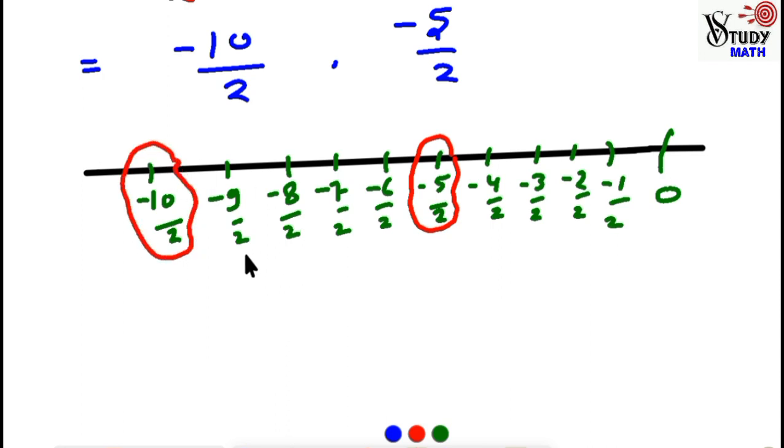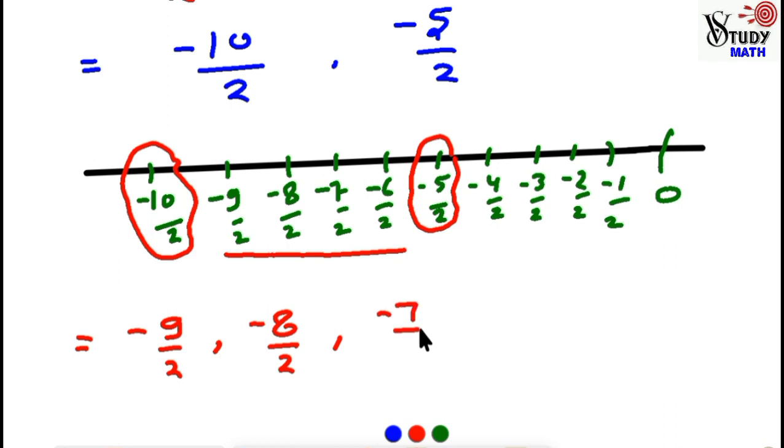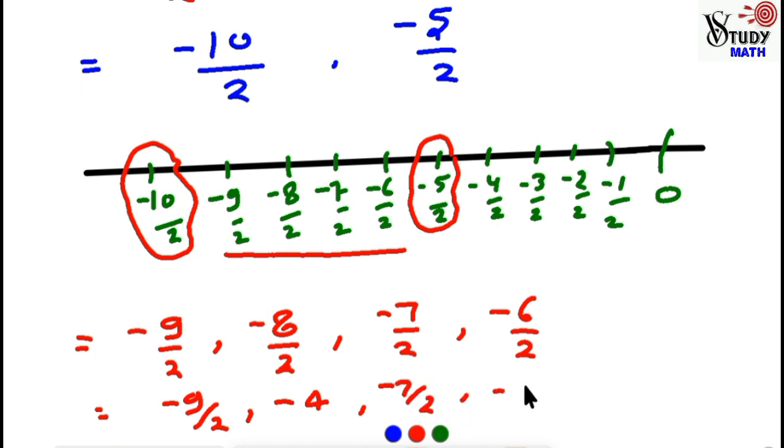You can see there are only 4 rational numbers here. Negative 9 by 2 is the first rational number, negative 8 by 2 is the second rational number, negative 7 by 2 is the third rational number, and negative 6 by 2 is the fourth rational number. One more thing we have to remember: if there is a common factor between numerator and denominator, we cancel it. 2 4s are 8, so negative 4, negative 7 by 2, and 2 3s are 6, that is negative 3, and this is the answer.